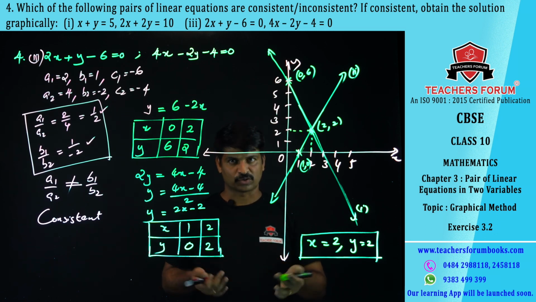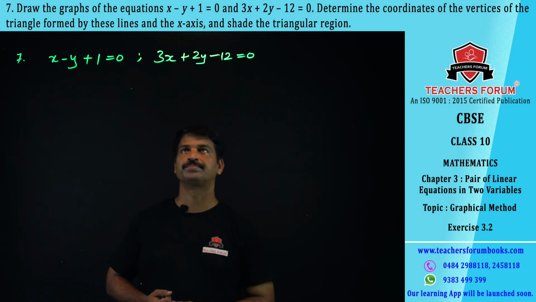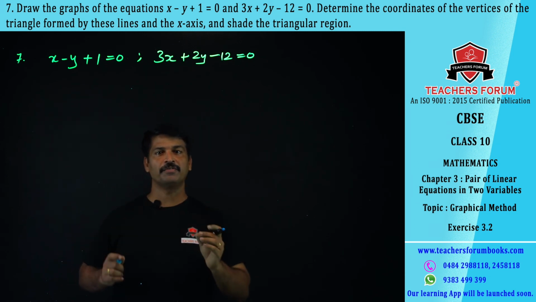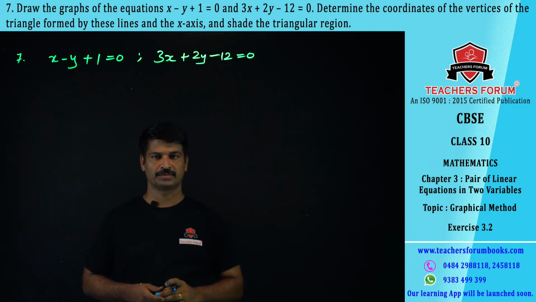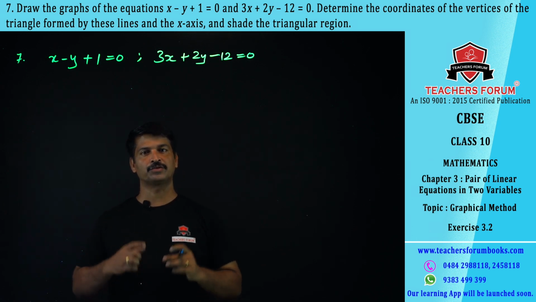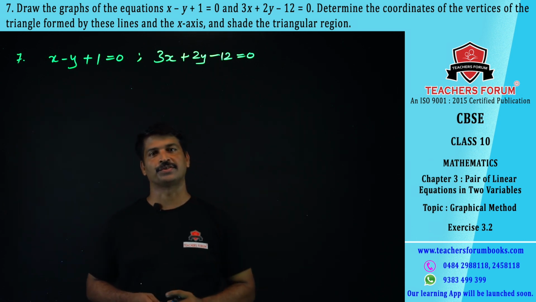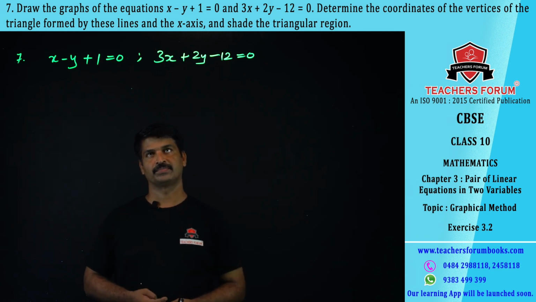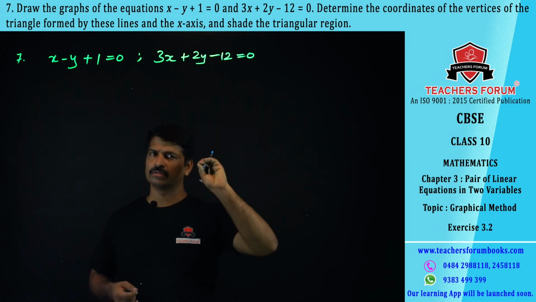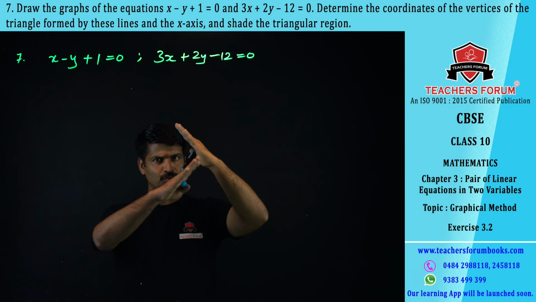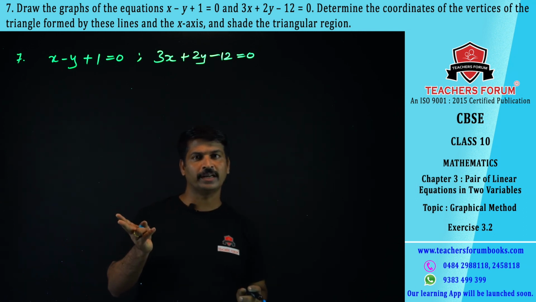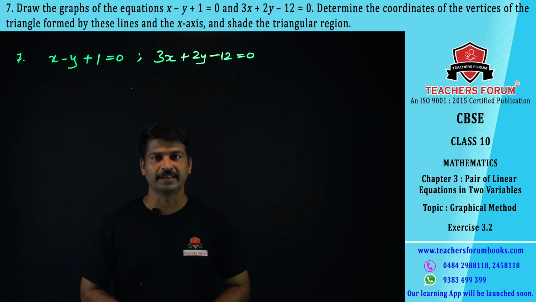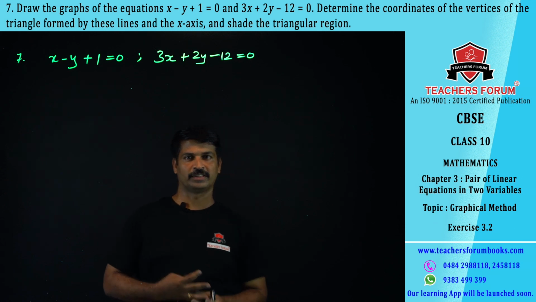Now let us move to the next question. Let us read the seventh one. Here it is given that the graph of these two given linear equations makes a triangle with the x-axis. You have to find the coordinates of the vertices of the triangle. So you are given two equations, and sure, you will get two straight lines. These two straight lines will make a triangle with the x-axis. You have to find the coordinates of the vertices of the triangle.